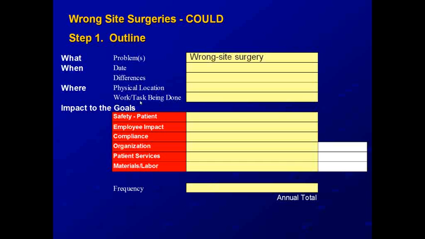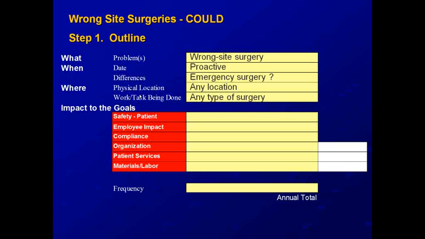First we capture the what, in this case wrong site surgery. For the date, we can just write proactive because this is a proactive cause map and it's not associated with a specific incident. We want to capture any differences that could be more likely to result in wrong site surgeries. Specifically, emergency surgery can be more likely to result in wrong site surgery. Physical location is any location, and the work and task being done is any type of surgery.